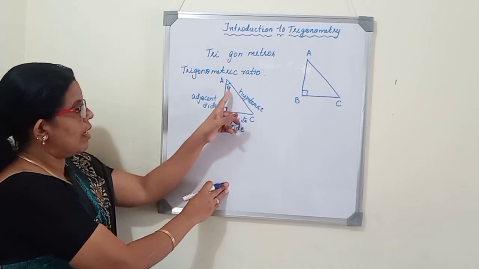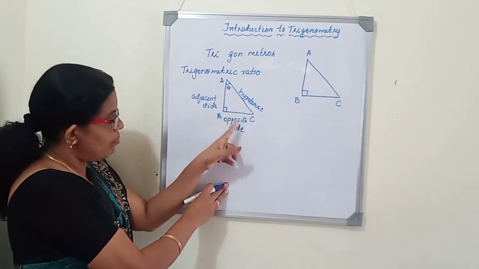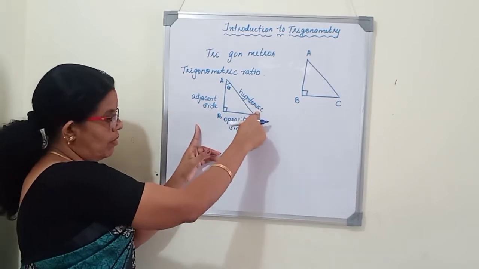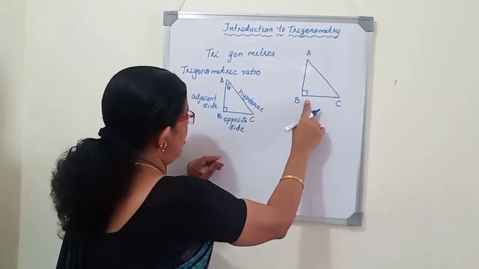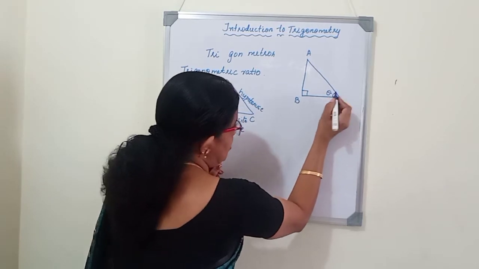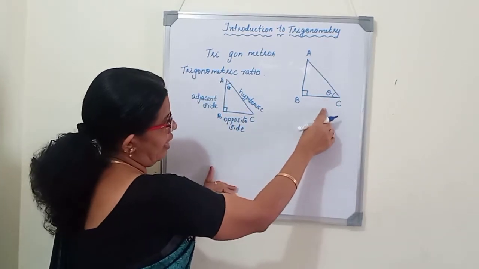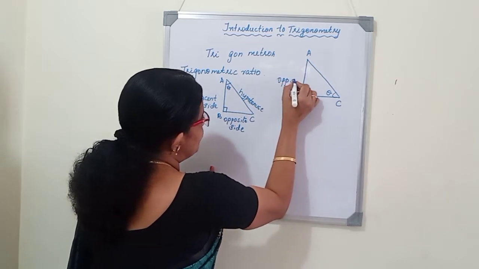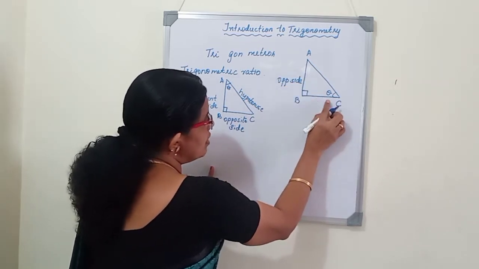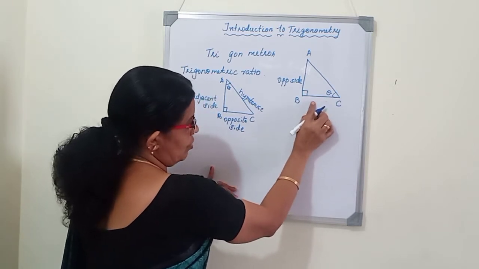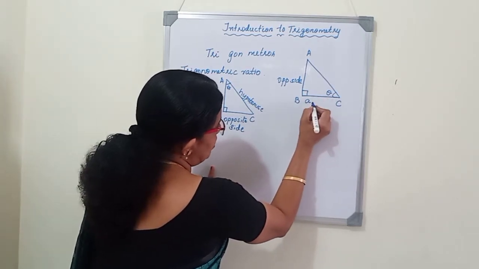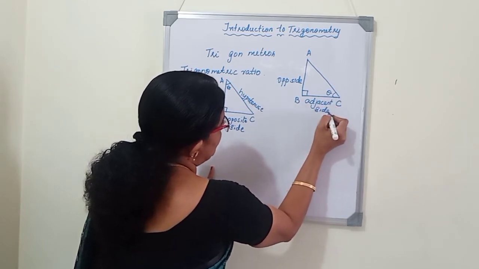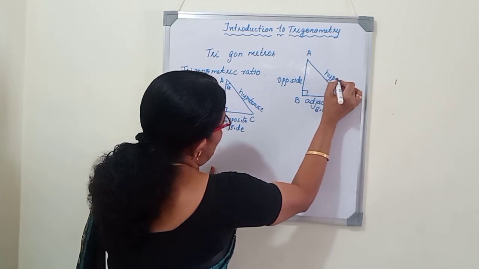So, if we consider angle A as theta, then BC is the opposite side and AB is the adjacent side. AC will always be the hypotenuse. But in this triangle, if I consider angle C as theta, which will be the opposite side? With respect to theta, AB is the opposite side. And BC is the adjacent. Adjacent means next to the theta, that is BC, adjacent side. And AC is the hypotenuse.